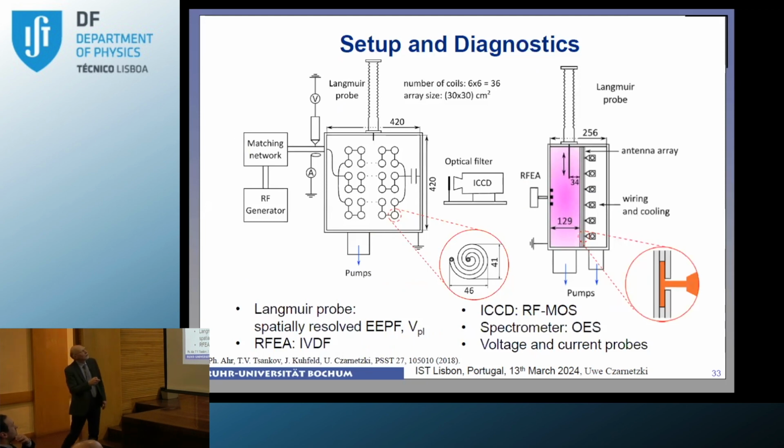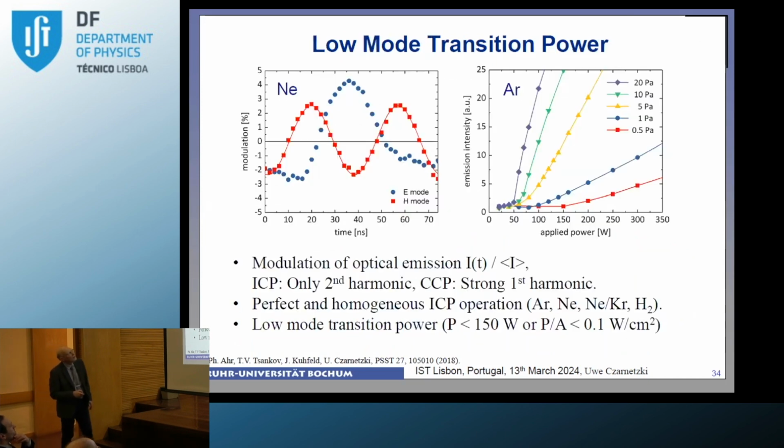There's also an issue with the wiring, which allows us to scale it up without changing the impedance, but I don't want to go into detail. Here the most important thing is the transition. Initially, if you are at very low power, the power coupling is, as always, capacitive, but the transition power to this inductive or stochastic mode is extremely low. If you calculate that power per area, it's about 0.1 watt per square centimeter, of that order, which is really very, very low. Tells you that the discharge is very efficient.